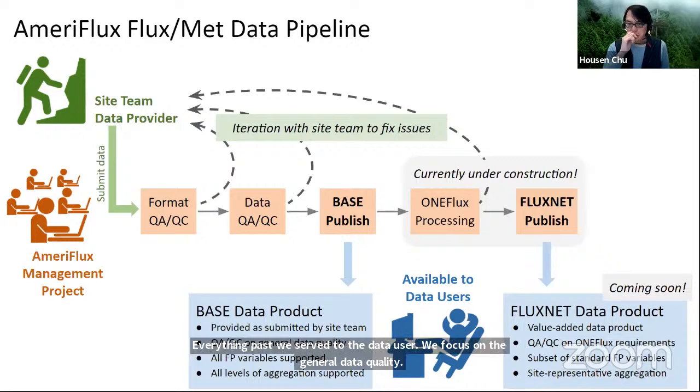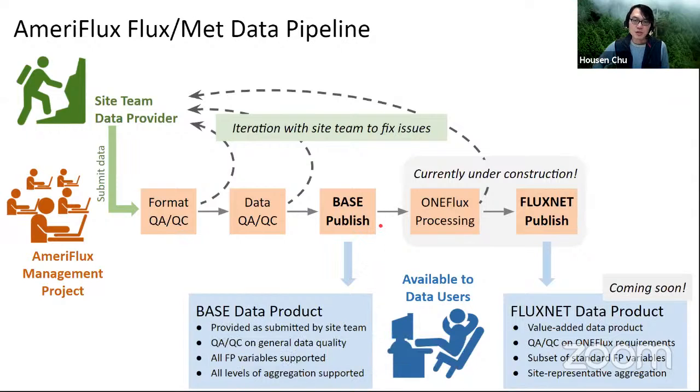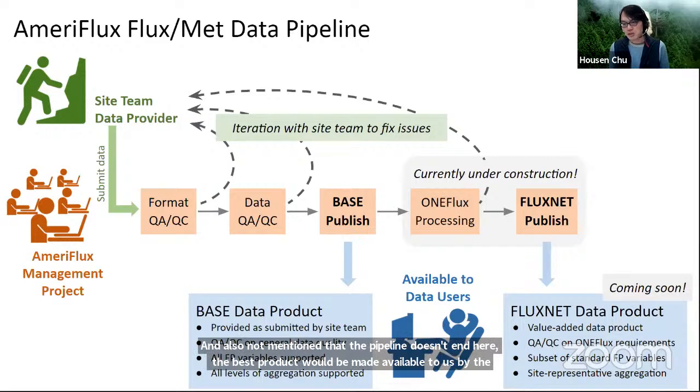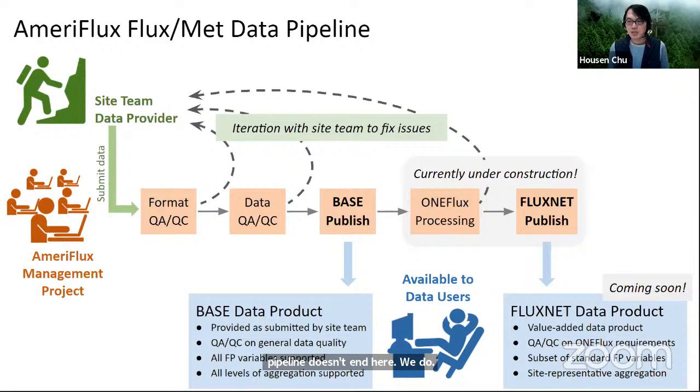Also, not to mention that the pipeline doesn't end here. The base data product will be made available to data users, but the pipeline doesn't end here. We are working hard to construct a new ONEFlux pipeline. We'll be taking the base data product and eventually publishing it as a FLUXNET data product. Slightly different compared to base, the FLUXNET data product is value added with gap filling, partitioning, and uncertainty estimation. Also a little bit more QAQC based on the requirements. We focus on only a subset of the data, not everything here, and also it's an aggregate product.